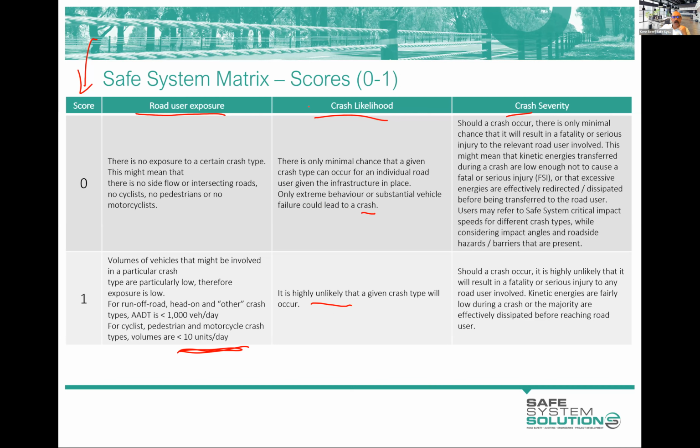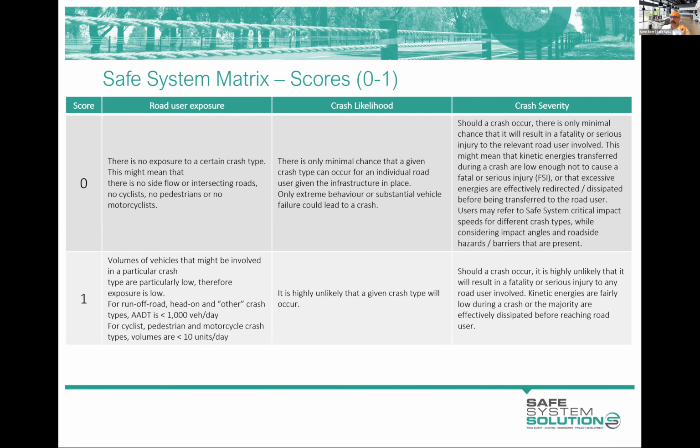Only extreme driver behavior or substantial vehicle failure could lead to a crash. Okay, we don't use 0 very often for likelihood, almost never, because we're thinking about human failures that happen all the time. People will run red lights, they will fall asleep, they will be distracted, they will use their phone. The likelihood is lower if we've got great infrastructure in place, but we're not eliminating the chance of a crash. I hope that helps a bit there.